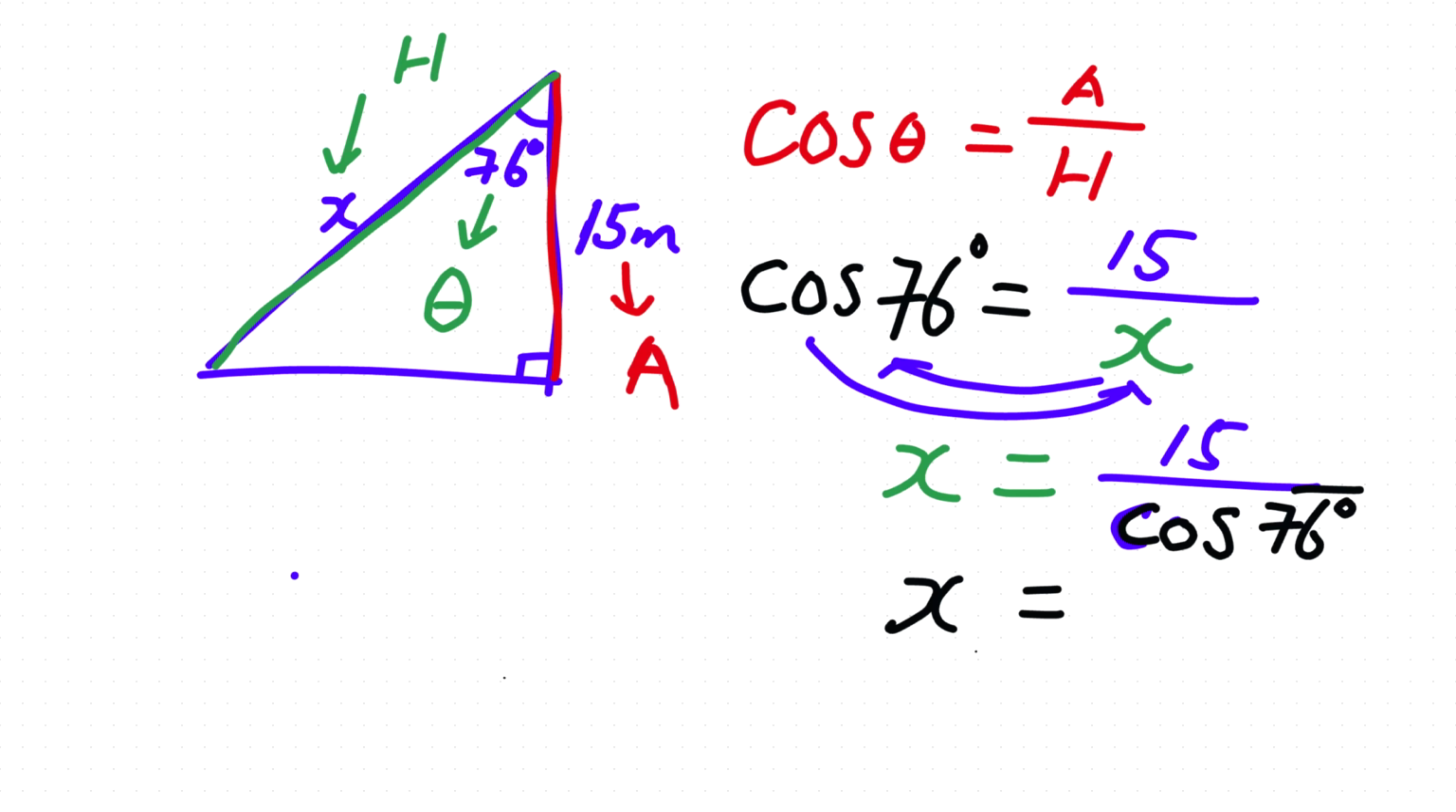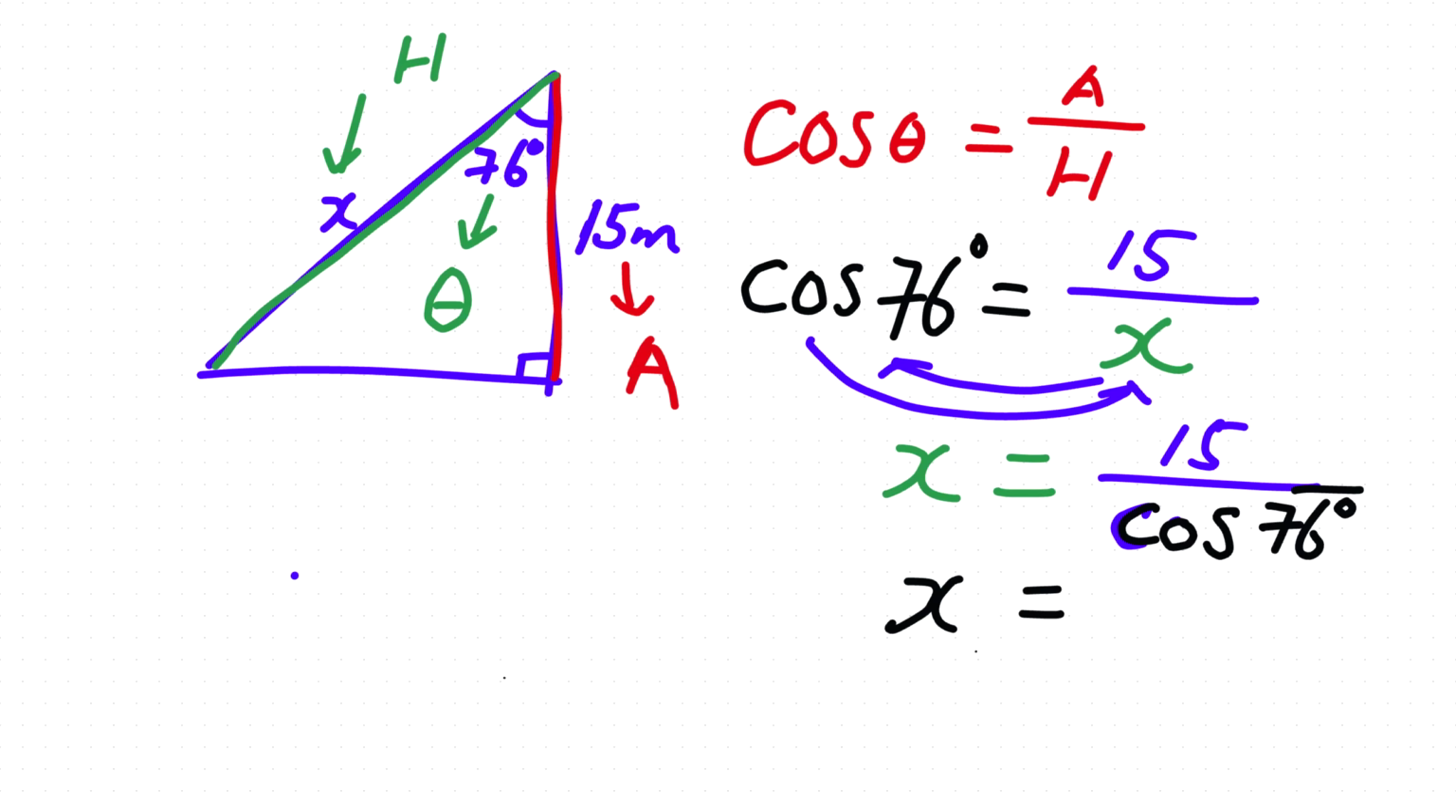So cosine, and then 76. And then close your bracket. Okay, so we have 15 divided by cosine 76. And then now we hit the equal. So we have 62. Let's round it to the integer. All right, 62.